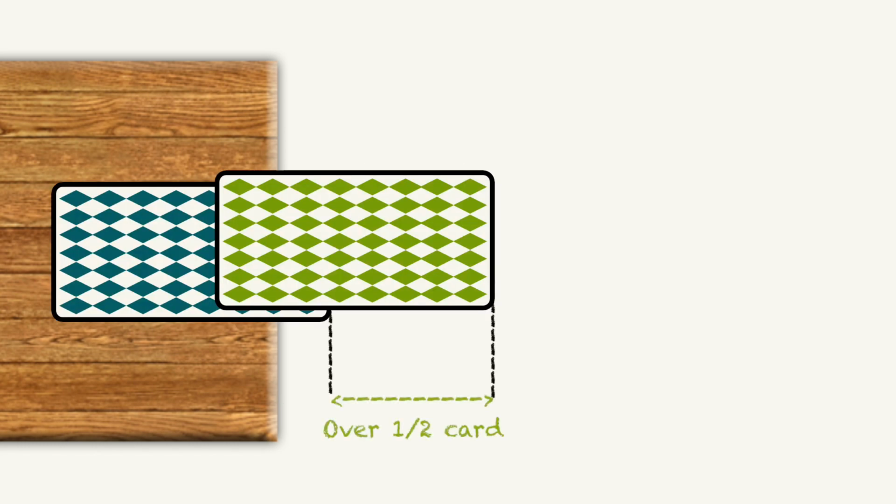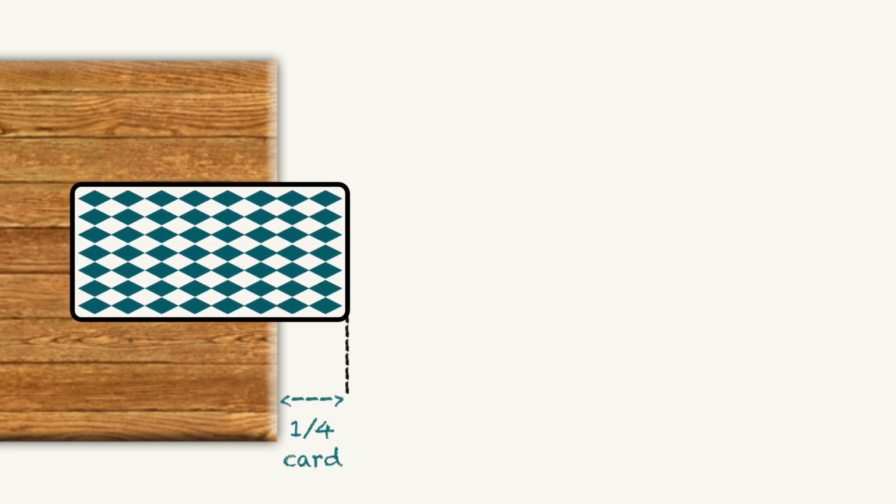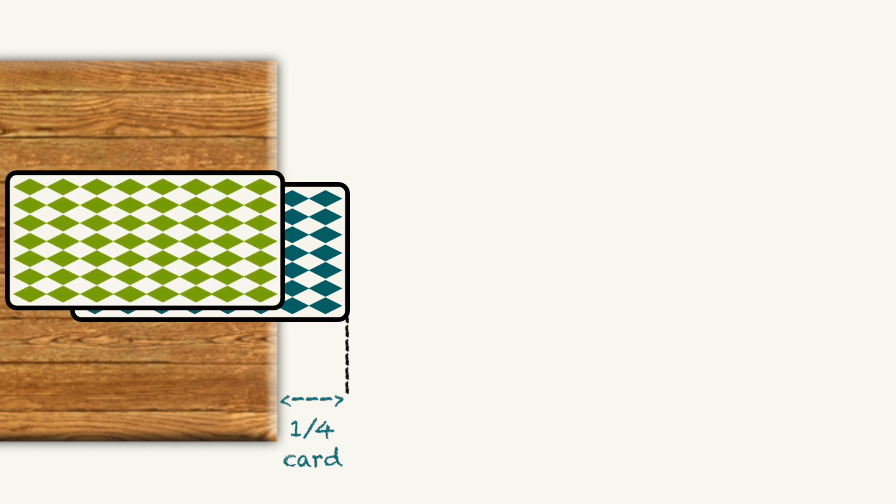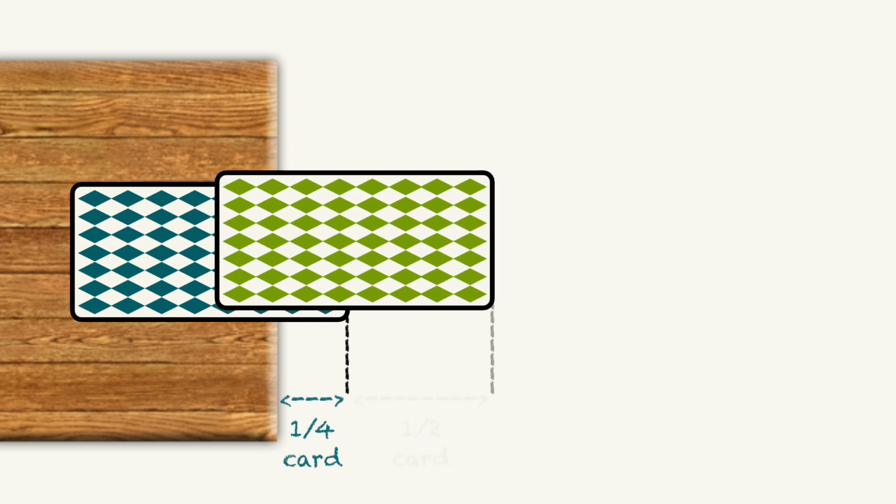Second, the top card must not fall off the bottom card. This means that no more than half of the top card can overhang beyond the bottom card. Here's how I do it. I'll have the bottom card overhanging the table by half a half card, while the top card overhangs the bottom card by one half card.